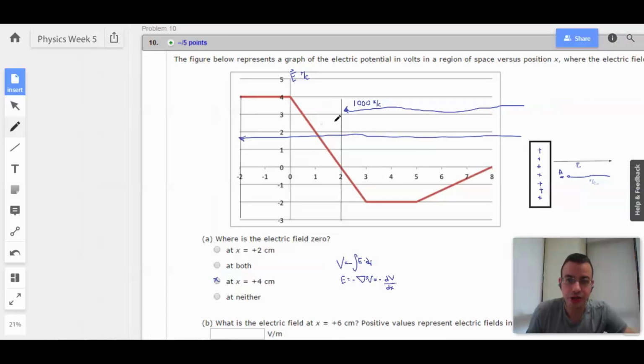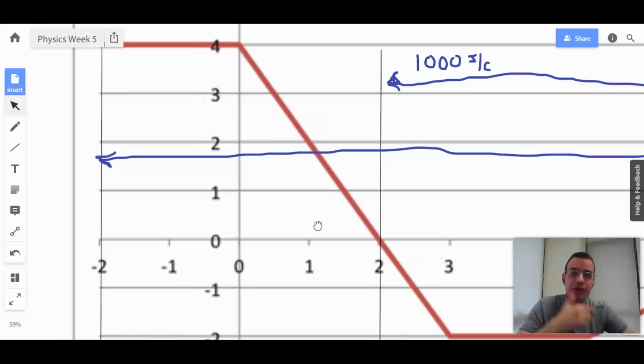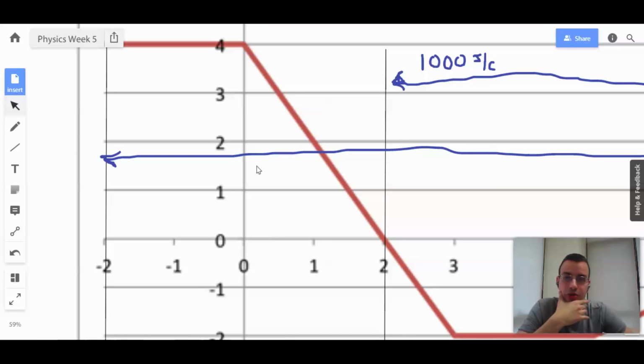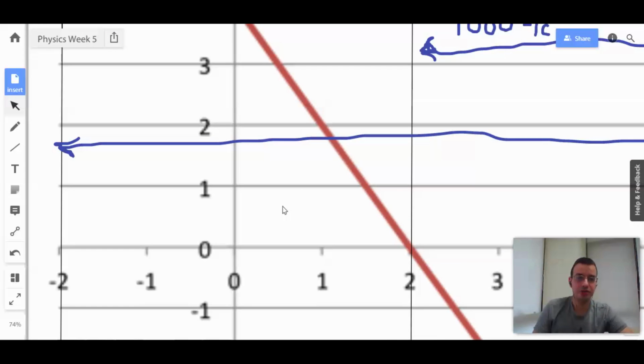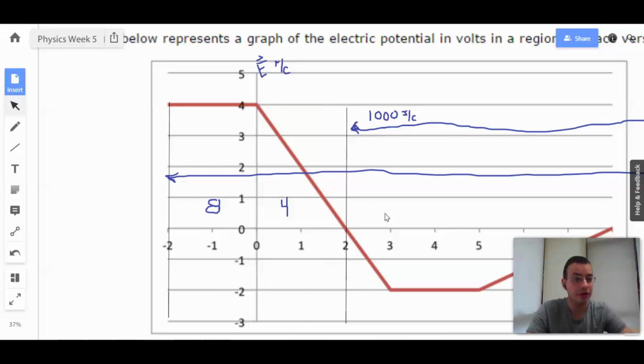And we know this portion right here is going to be 1,000, but we need to find this portion right here. So we have 2 times 4 divided by 2. 2 times 4 is 8, divided by 2 is 4. And we have 2 and 4, that's going to be 8. So we're going to have a total of 12. 12 additional joules per coulomb here.